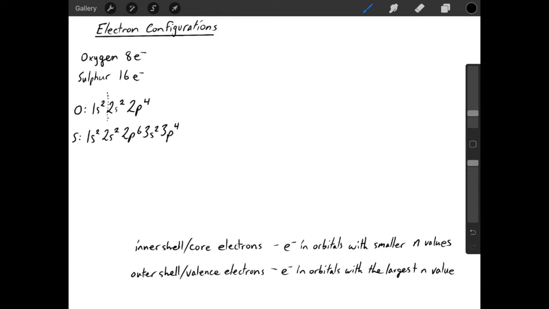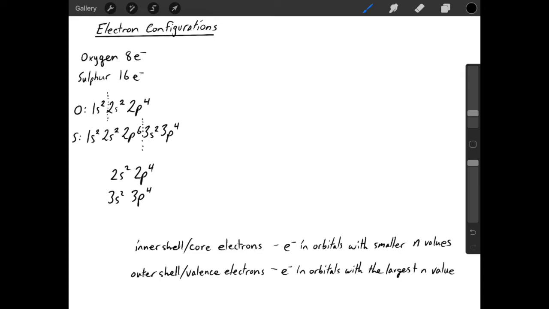And you could do something similar for sulfur. Sulfur's largest n value is 3, so the n equals 3 shell is the valence shell, and n equals 1 and n equals 2 represent the core shell or inner shell. And something worth noting here is that the valence part of each configuration looks pretty similar. And that's not a coincidence.